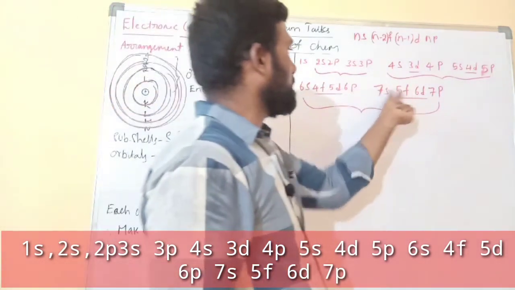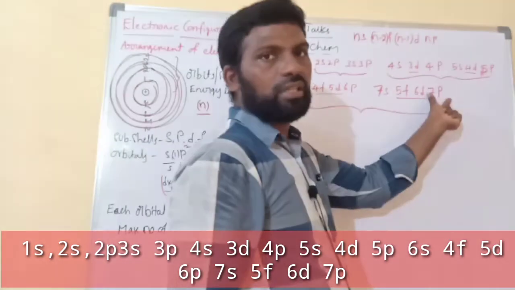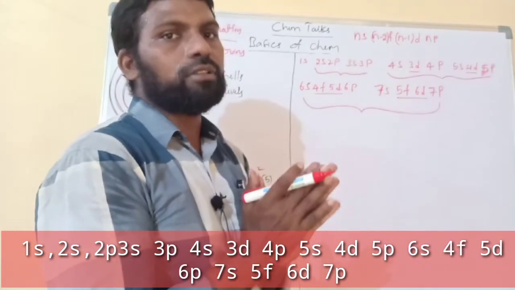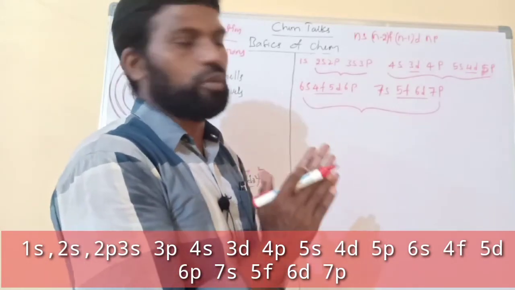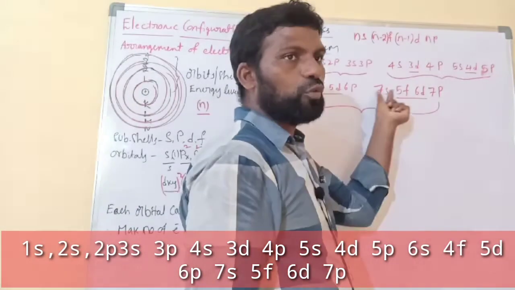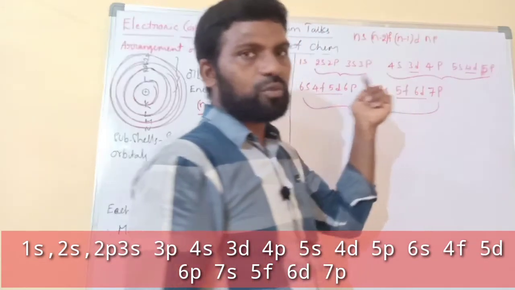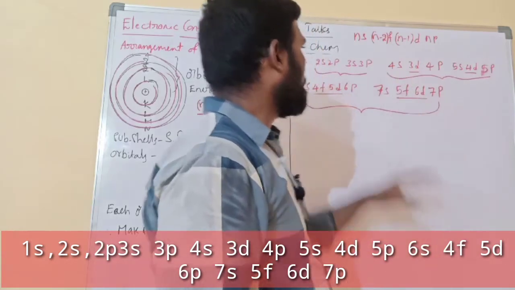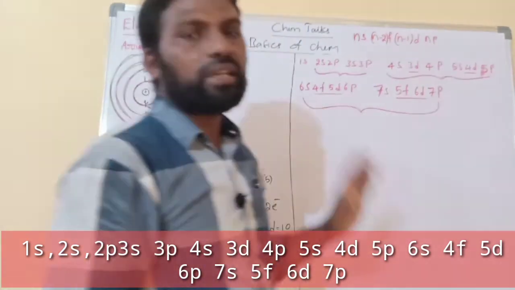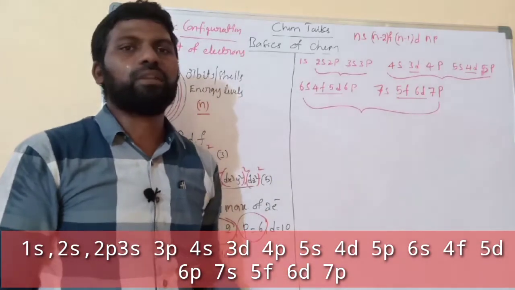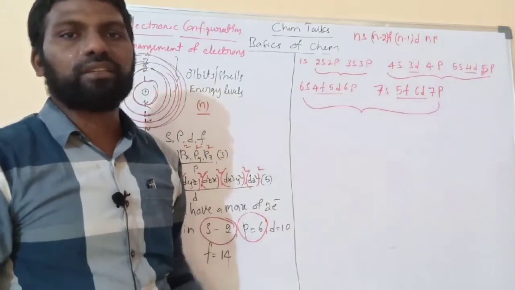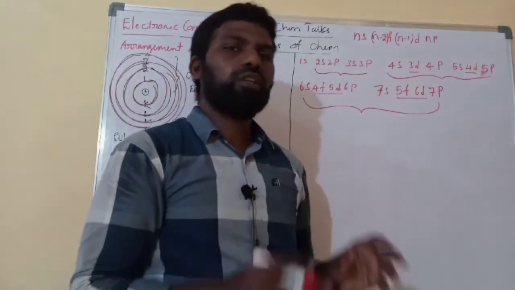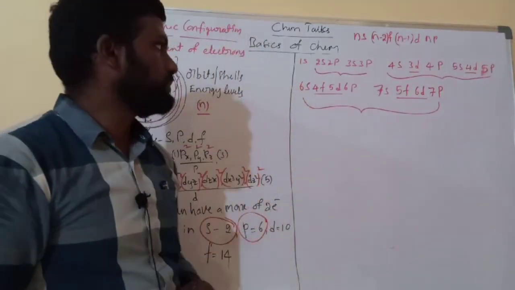Similarly, here see 7s, 7p. If you want to include f and d, for f the number reduces by 2 units, that is 7 minus 2, 5, 5f. When it comes to d, it is 7 minus 1, 6, 6d. If you can remember this sequence, you can write the electronic configuration of any element up to 118. Means you can write electronic configurations of all the elements given in the periodic table.